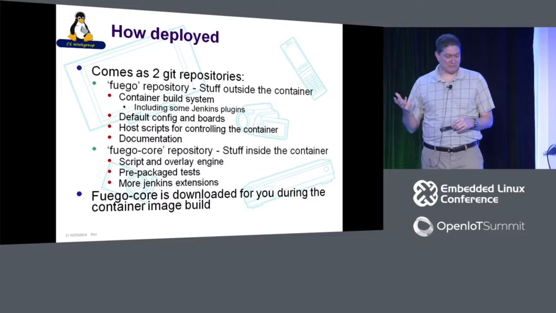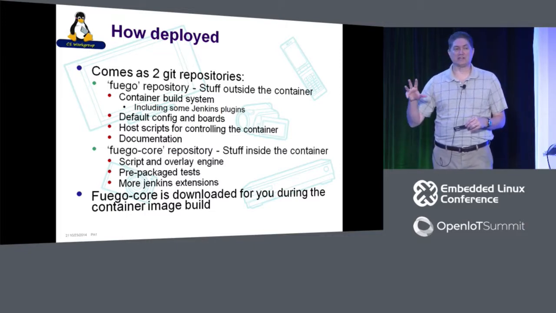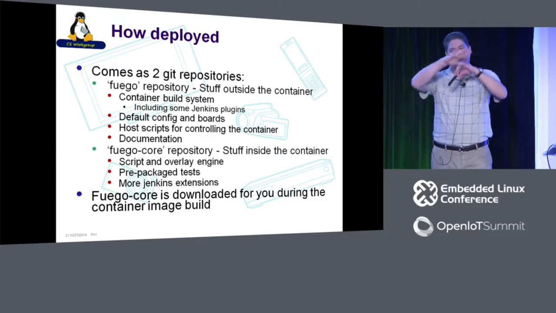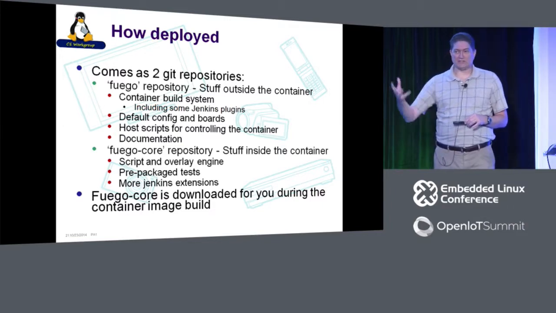So it contains the information about the container build system, and that includes some Jenkins plugins that have been customized. It also has a default config and some boards, and it has the host scripts for controlling containers. So basically all the stuff that helps you set up the container is in there, along with some documentation. And then the Fuego core repository is the stuff inside the container.